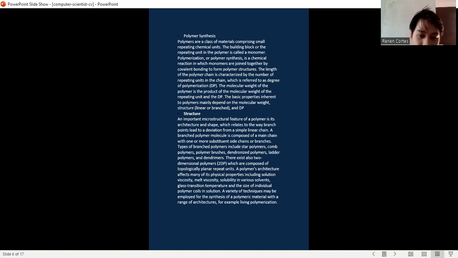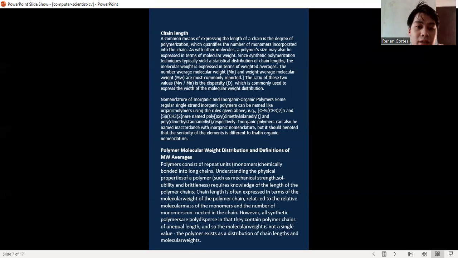Polymer architecture affects many of its physical properties, including solution viscosity, melt viscosity, solubility in various solvents, glass transition temperature, and the size of individual polymer coils in solution. A variety of techniques may be employed for the synthesis of a polymer material with a range of architectures, for example, living polymerization. For the chain length, a common means of expressing the length of a chain is the degree of polymerization, which quantifies the number of monomers incorporated into the chain.